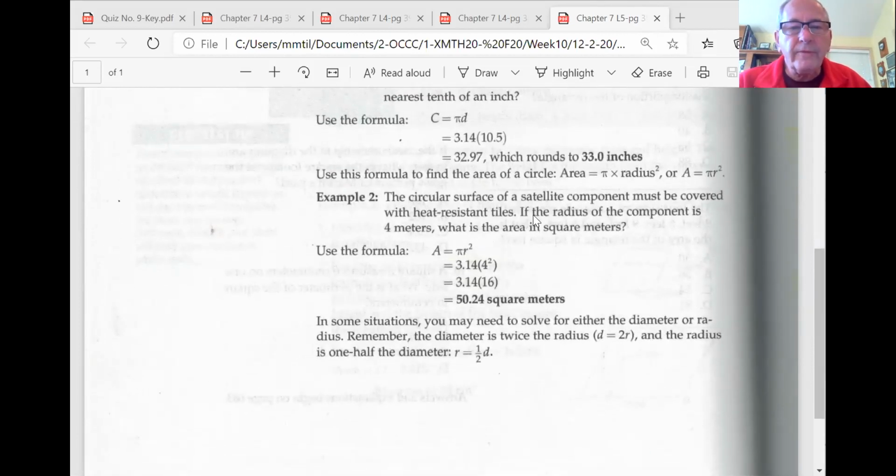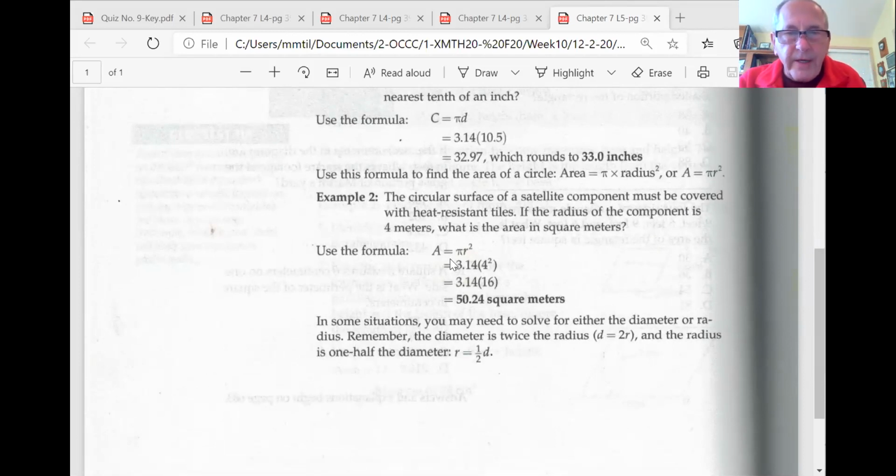Anyway, example 2: if the circular surface of a satellite component must be covered with heat resistant tiles, and you know what the radius is, what's the area in square meters? Well, you can use this equation. A is equal to pi r squared. Put 3.14 for pi, 4 for the radius, square it, and you get 50.24 square meters.